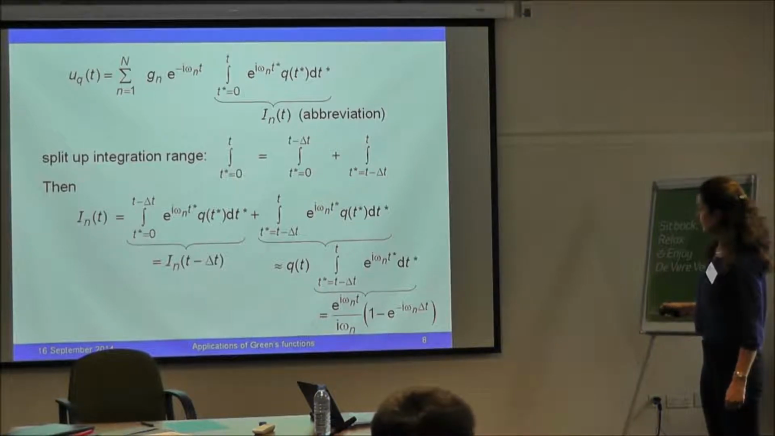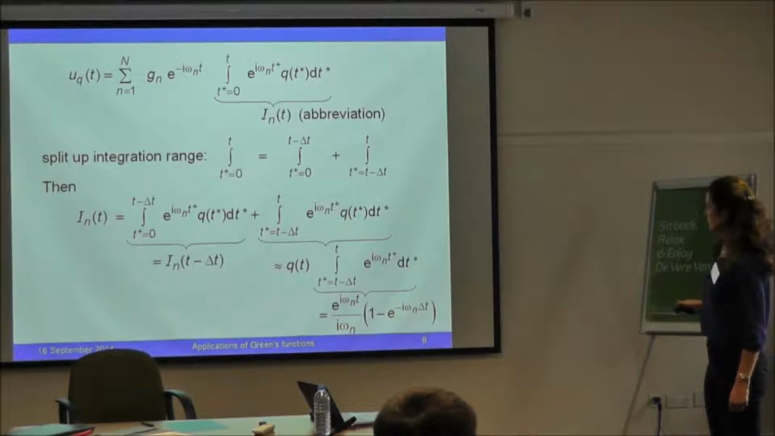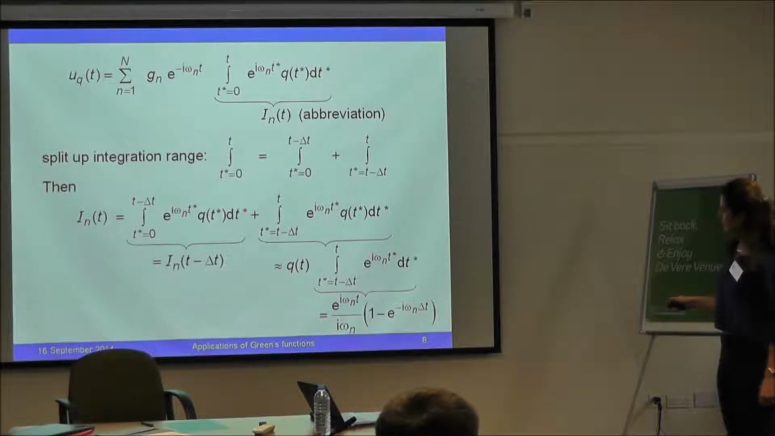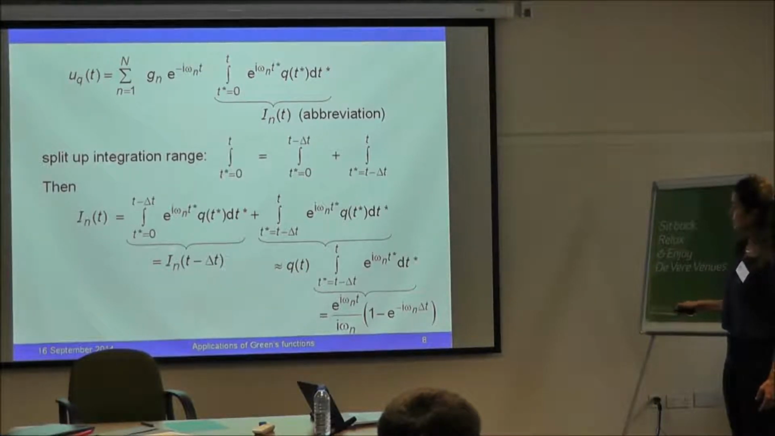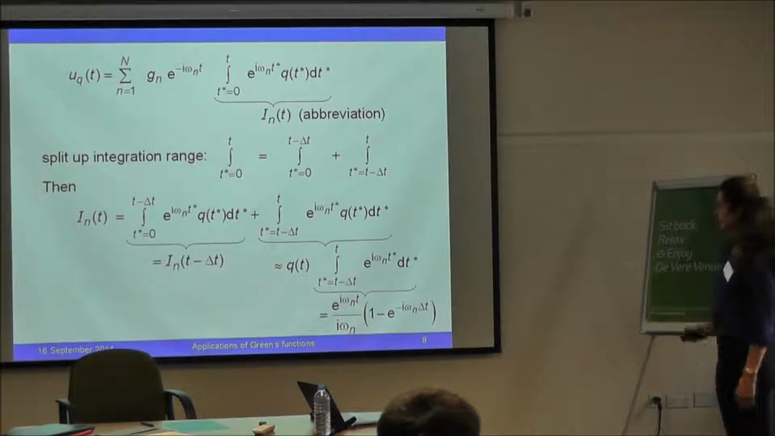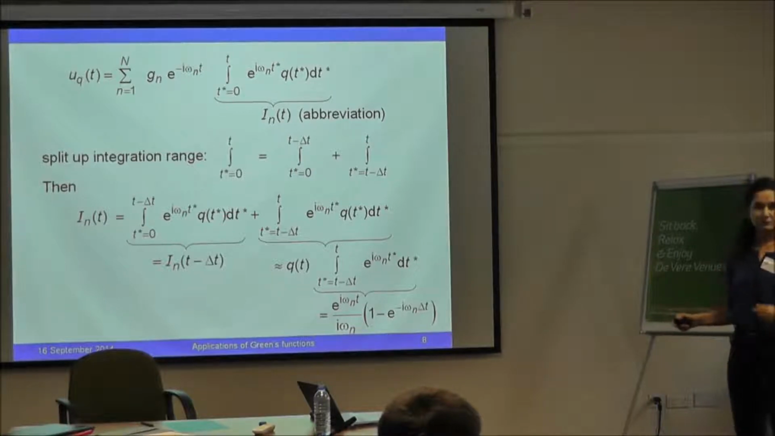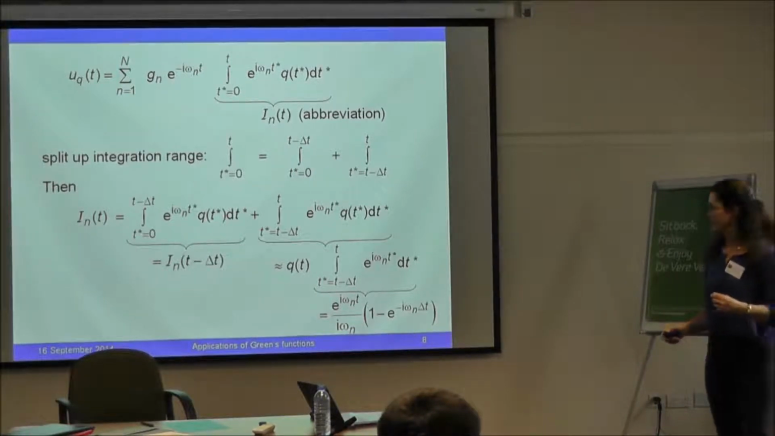So if we write our I_n in terms of these two integrals, we get this: an integration from here, so this integral here and this integral. If we look at the first integral, we see that it's more or less identical to our original definition of I_n, only at a different time, at t minus delta t. So that's the I_n at an earlier time, at the previous time.